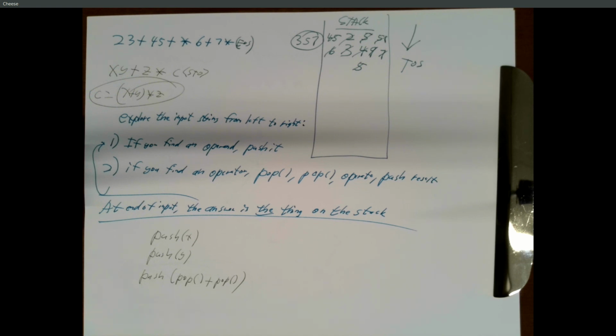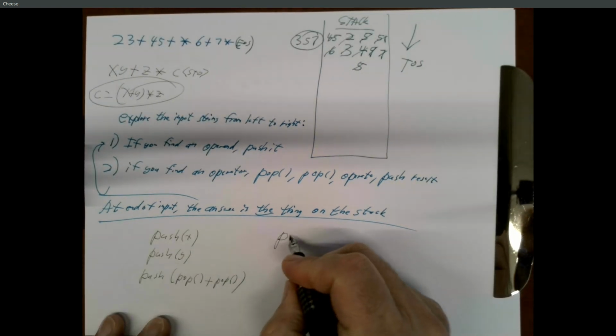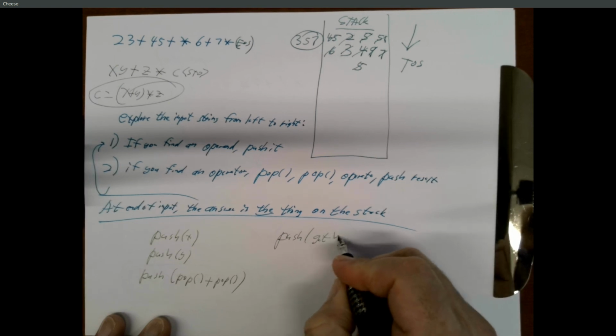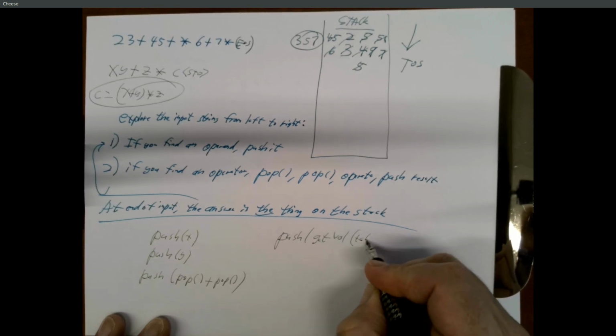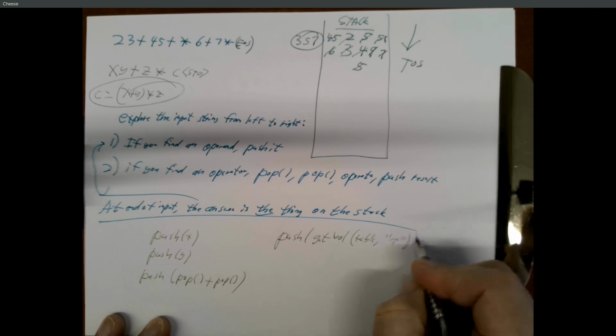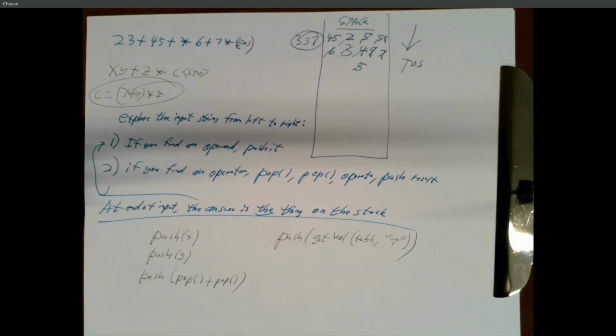And somehow it pushes the value of x. Or if you're storing your variables in a hash table, you call your get value function to retrieve from your hash table the value associated with the symbol x, and then take that and push it on your stack. Right? But it's fun to think about this at compile time versus runtime.